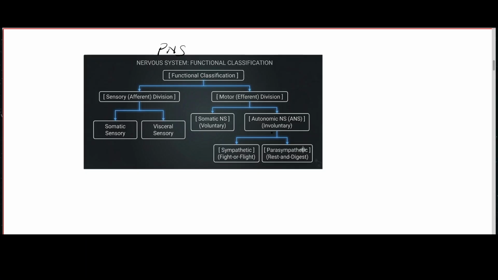So the somatic nervous system is voluntary and the autonomic nervous system is involuntary. And the autonomic nervous system can further be divided into sympathetic, which has to do with fight or flight, and parasympathetic, which has to do with rest and digest. So this is the functional division of the peripheral nervous system.